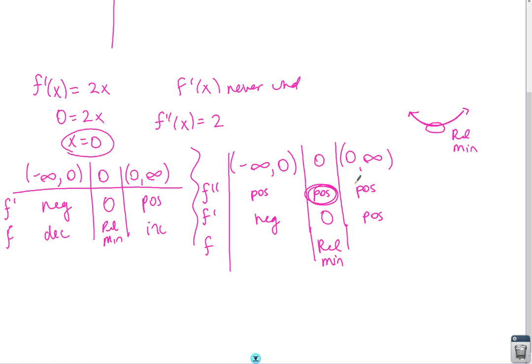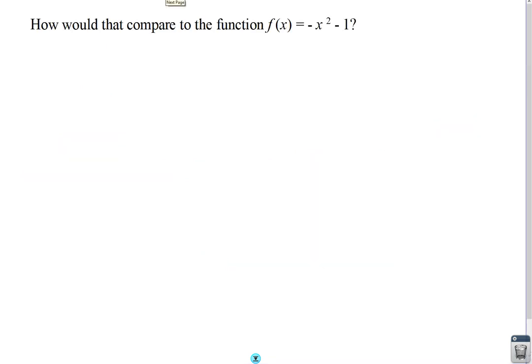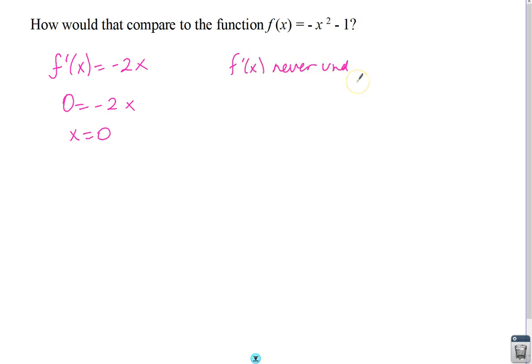Let's try one more, because I think that might be a little bit confusing. Let's look at negative x squared minus 1. Very similar function, but what's different about it? Well, it's shifted down. If I look at the derivative, f prime of x, now it's going to be negative 2x. I look for my critical numbers, so 0 is equal to negative 2x, x is equal to 0. Again, f prime of x is never undefined.